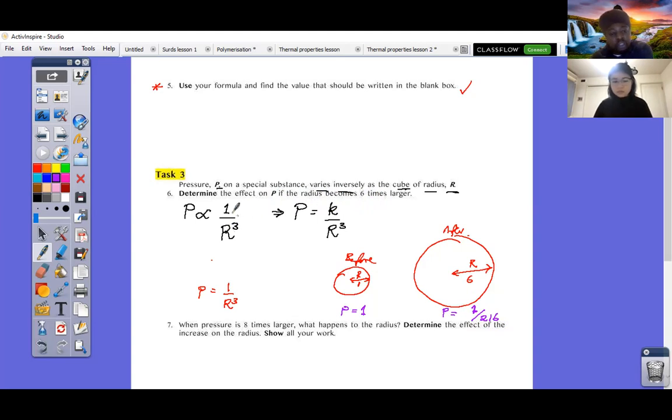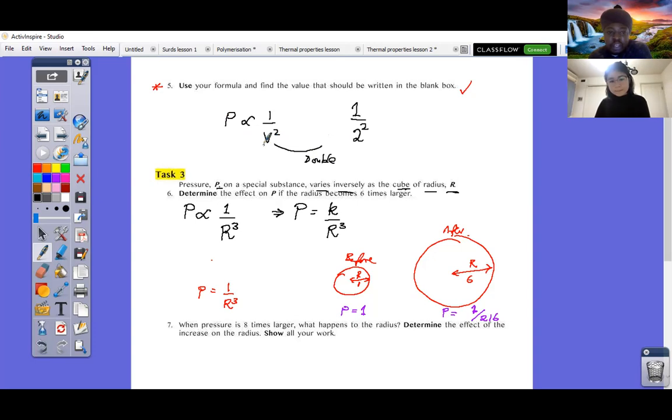You could have also spotted that without drawing these diagrams. How could you have done it? Well, just to give you an example, if I have a relationship that is 1 over V squared, what this means is that if I double this, if I make this 2 times bigger, this thing will reduce by what factor? It's going to reduce by a factor of 1 over 2 squared.